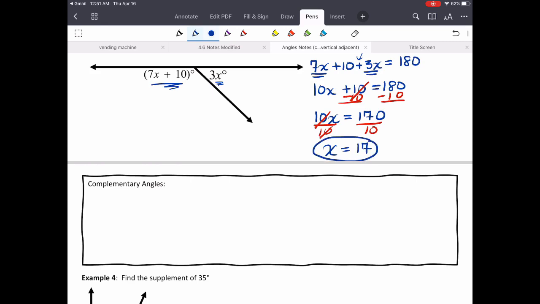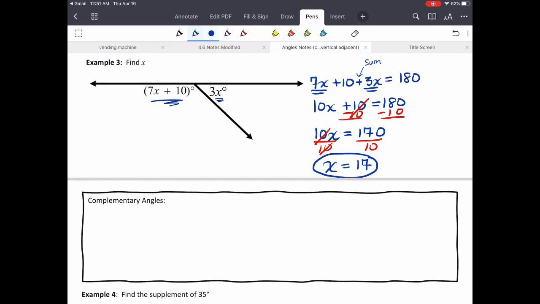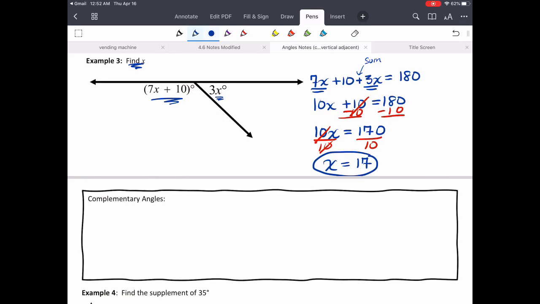That's all we had to do for that problem, since it said find x. But sometimes it's going to say find x and tell me what the measurements of those angles are. So let's go ahead and do that. There's nothing that says we don't have to, so let's do it. Wherever we see an x, we're going to put in 17.